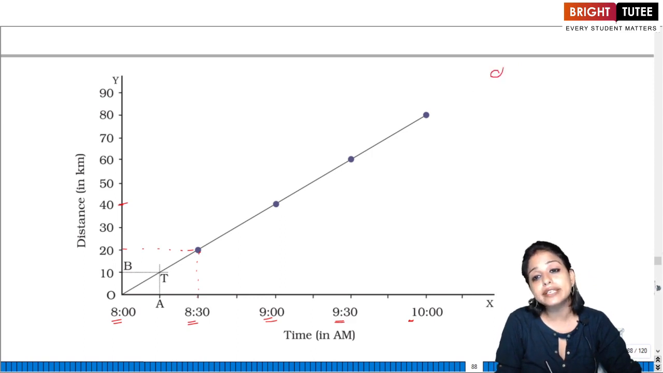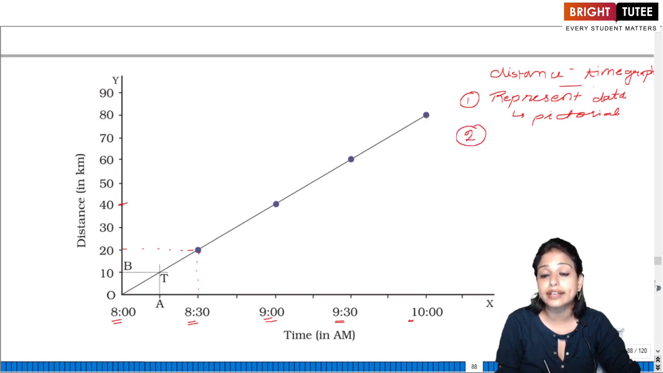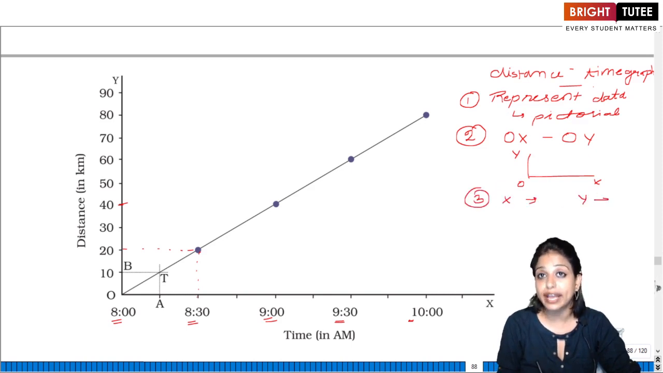So if I have to start writing my distance-time graph, the first thing we need to understand is the use of the graph. A graph is used to represent data. To represent the data which we have, we can represent it in pictorial form. For the pictorial form, we generally make two axes. One is OX and one is OY, which meet at O, the origin.